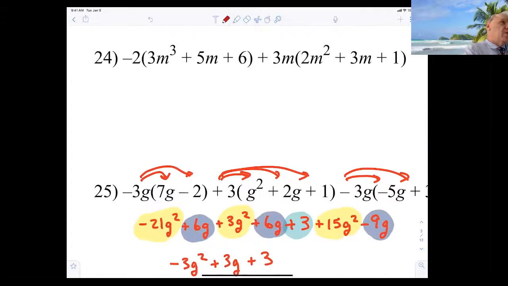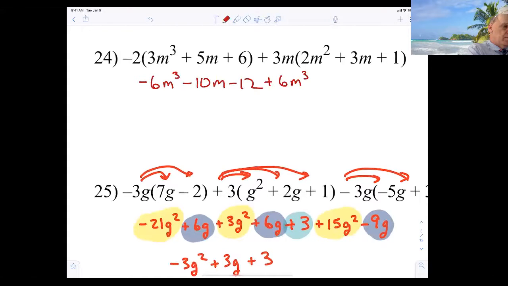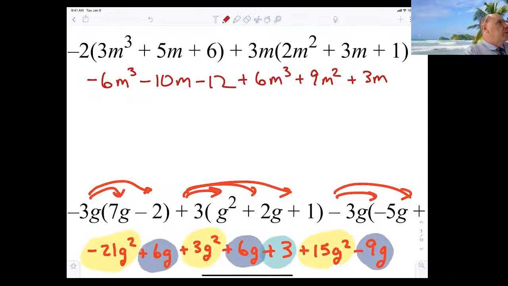24, now we're just combining terms. You got to distribute and then combine terms. Distributing in -2. All right, everybody take a look at that first step and make sure you're there. Now remember, combining terms.